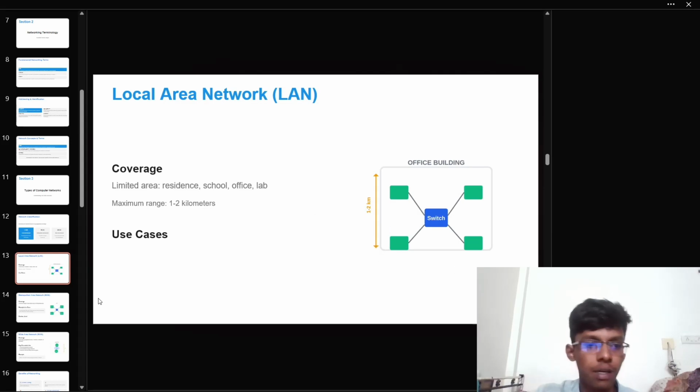Use cases. What are the use cases? Look at those badges. Home networks where all your devices connect to your Wi-Fi router.